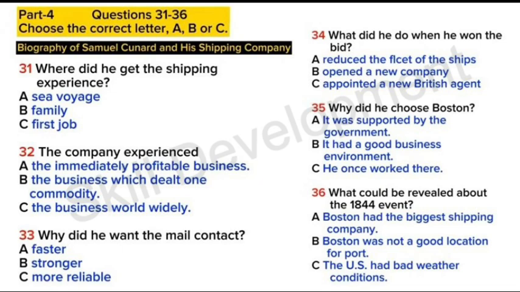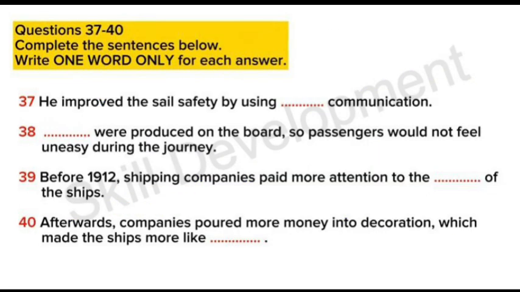Winters can be tough here in Boston. For example, in the year of 1844, one ship sank because of the winter freeze. The ship hit icebergs and caused a heavy loss to the company. Then, the board recommended the company to move to New York, and it was a huge success, and then became one of the biggest U.S. shipping companies. Now you have some time to look at questions 37 to 40.